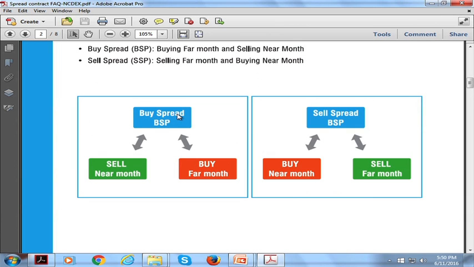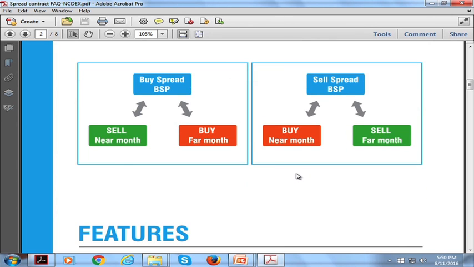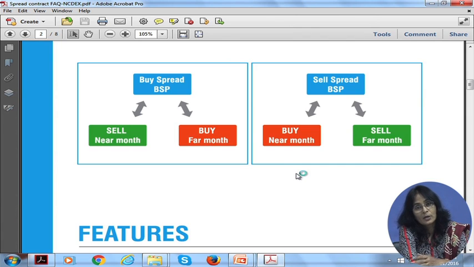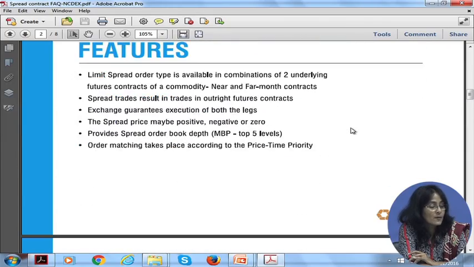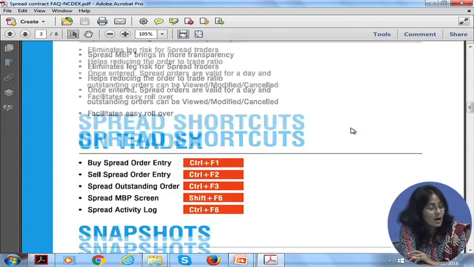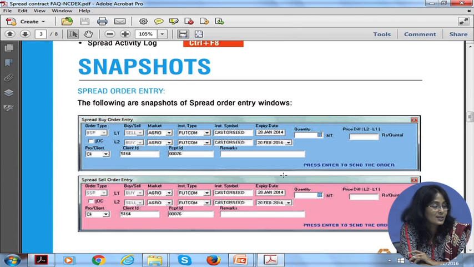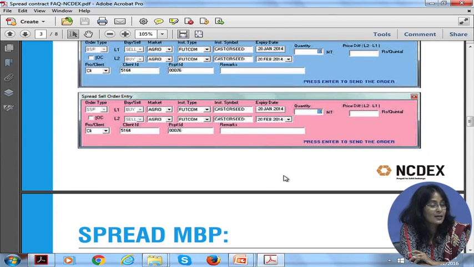As I mentioned, buy spread means buy the far month and sell the near month. Sell spread means sell the far month and buy the near month. So depending upon the movement between the futures price of near month and far month, a trader can either buy a spread contract or sell a spread contract. More about this spread contract and how this order can be placed, all these details are available in this particular link, and you can spend some time understanding more about it.